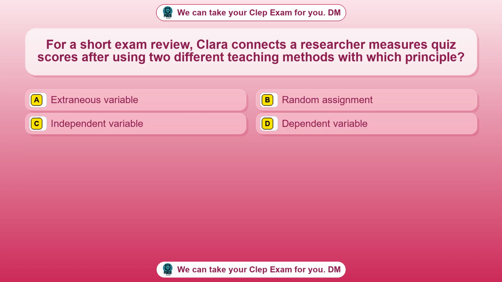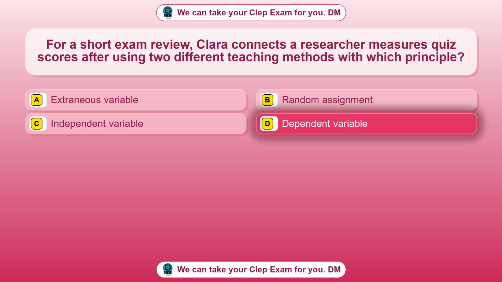Question 91. For a short exam review, Clara connects a researcher measures quiz scores after using two different teaching methods with which principle? Option A, extraneous variable. Option B, random assignment. Option C, independent variable. Option D, dependent variable. The correct answer is option D, dependent variable.